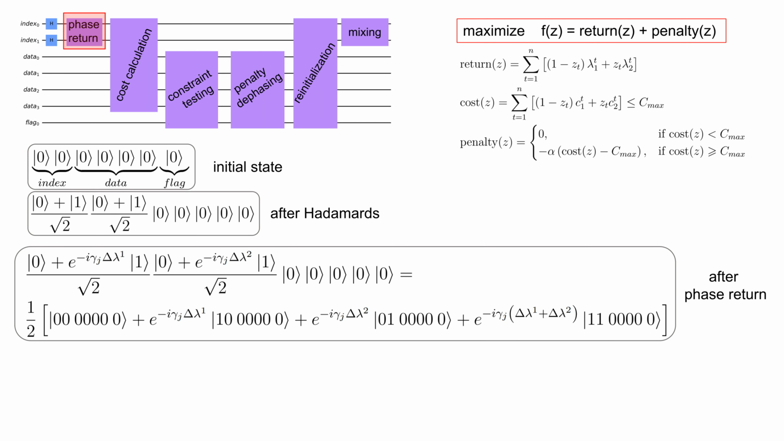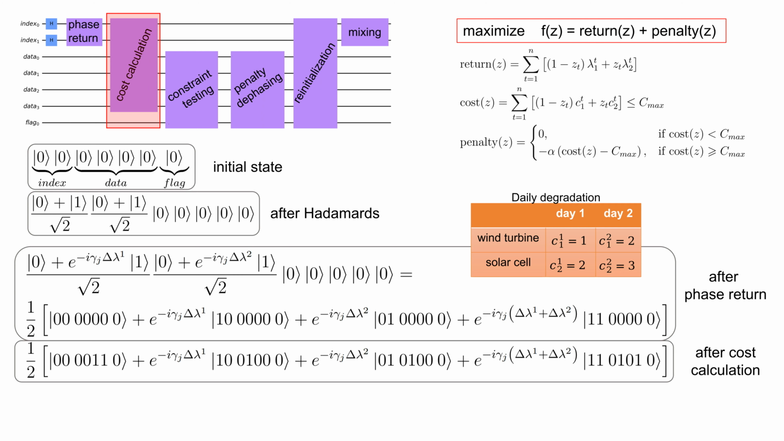After phase return, the probability to measure a certain state is not the same for every state anymore, and is defined by the squared value of the numerical phase factor before the state. During the cost calculation step, we encode the total cost corresponding to each of the possible combinations to the data qubits in a binary form.